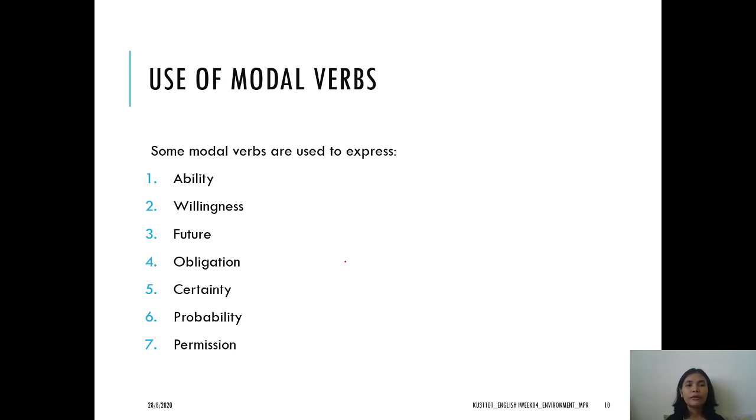Some of the modal verbs are used to express the first one, the ability, the willingness, the future, the obligation, the certainty, probability, and the permission. So we are going to find out the use of these modal verbs one by one. So let us check the next slide.